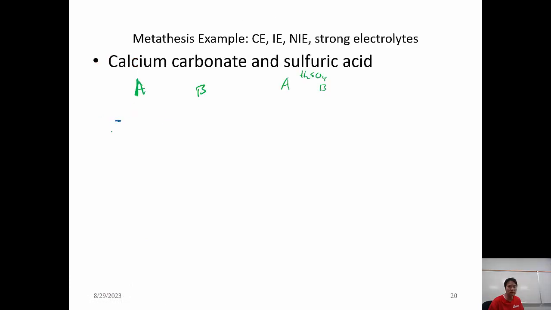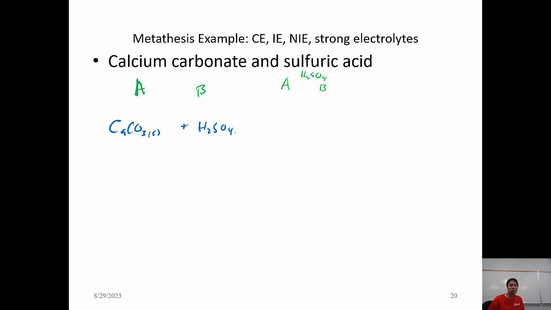So let's see if this is a little easier to follow. Calcium carbonate and sulfuric acid. Sulfuric acid is H2SO4 and it's aqueous. If there's water present, then carbonates, phosphates, and chromates are all insoluble except for group 1 and ammonium. So this is an insoluble solid. So I write solid here to indicate that it's insoluble. But H2SO4 is soluble, that's aqueous.